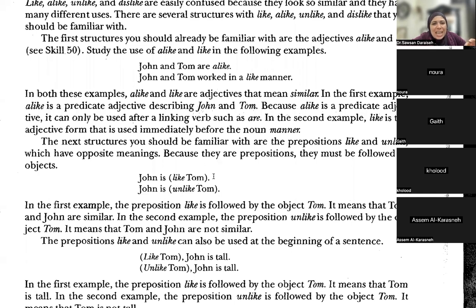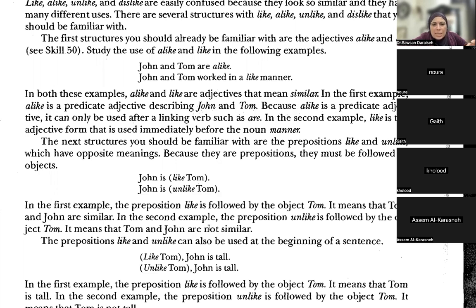John is unlike Tom. Like ليس مثله. All right. Which means like nothing like him really. Unlike him يعني بالمرة ما مش زيه. All right. So in the first example, the preposition like is followed by the object Tom. It means that Tom and John are similar. بالضبط لما نقول John is like Tom is similar to Tom.